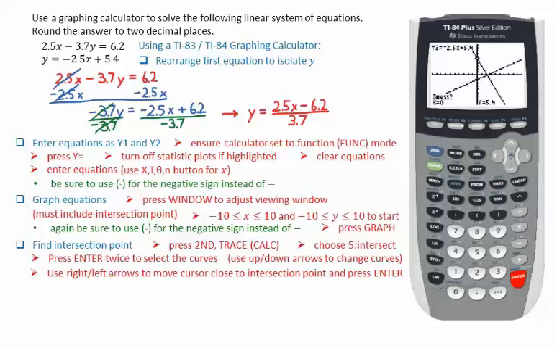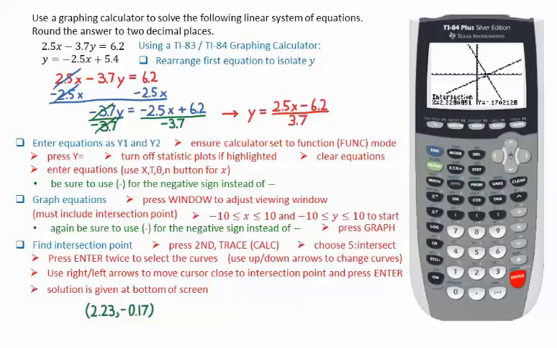We then use the right and left arrows to move the cursor close so that we can enter a guess. We then press enter, and we have our solution given at the bottom of the screen. In this case, we have x equals 2.23 and y equals negative 0.17.